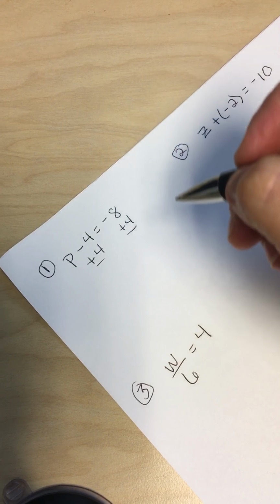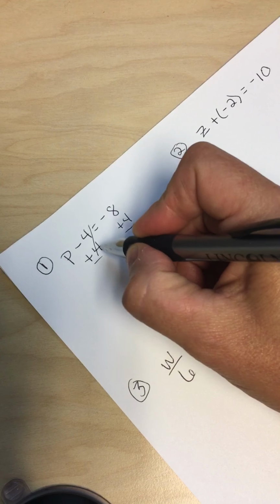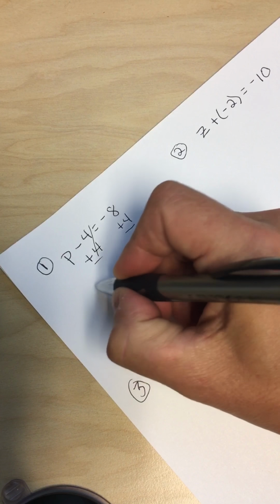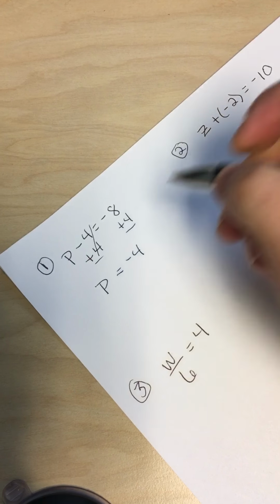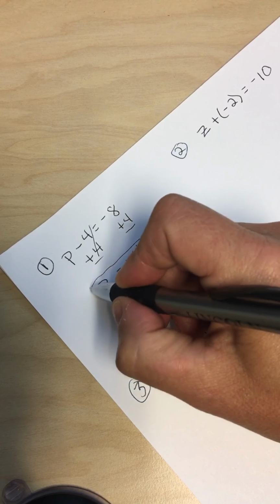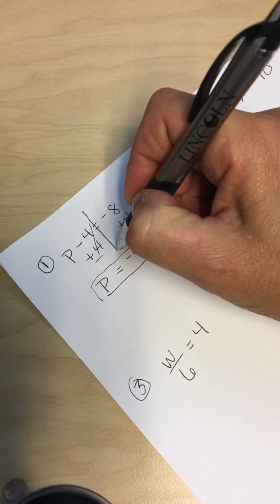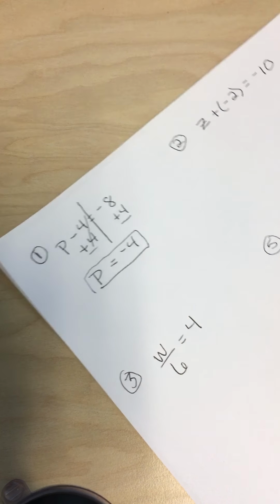And whatever I do to one side of the equation, I have to do to the other side of the equation. The reason why I added 4 is because opposites cancel out. Negative 4 and positive 4 cancel out, leaving you with p equals negative 8 plus 4, which is negative 4. Okay, and when I say opposite sides of the equation, the equal sign always divides the equation into the left side and the right side.